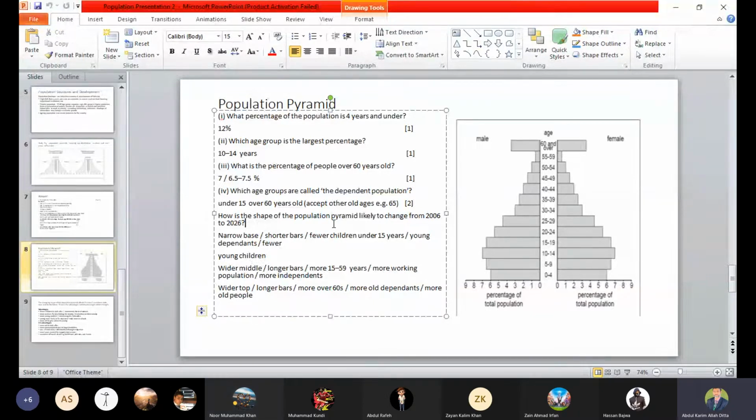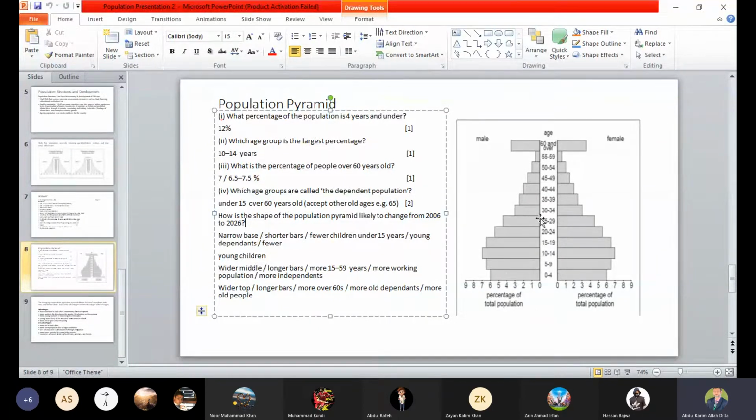If one child was born in 2006, his age will be 21 in 2026, beta. So this is the transition change, my dear. You can see the base of this pyramid. It is short, and as we go up, the middle stage is getting wider.